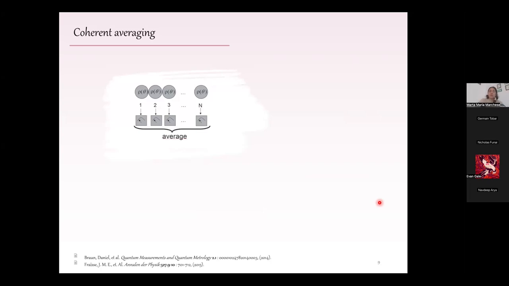In this picture, we show a sketch of the standard average, where we have n different systems, rho of theta, that depend on the parameter we aim to estimate, and on each of them we perform a measurement. Then we take the average of all these measurements, and this is the standard way of averaging. However, it is also possible to take n copies of your system and let them interact with a single system for all the copies, called a quantum bus, and then perform a single measurement over the quantum bus. These are the steps for coherent averaging.